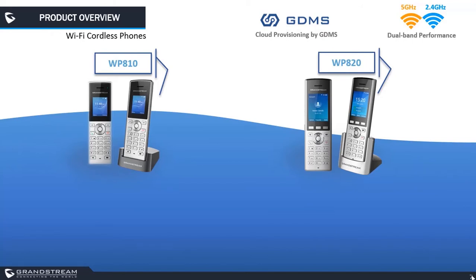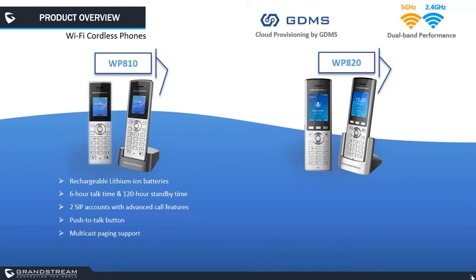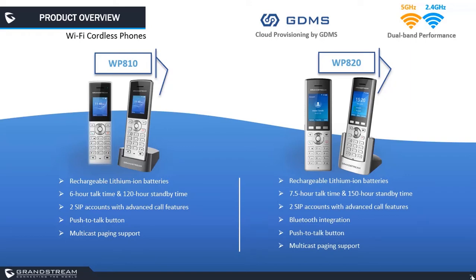All right, so in terms of the cordless options that support dual Wi-Fi, we have the WP810 and WP820. The WP810 supports key features such as push-to-talk and multicast paging, while the WP820 comes in a more complete package that includes higher battery capacity and also Bluetooth support. Both devices can be used by roaming employees such as school administrators, warehouse workers, or even executives to perform multicast pages using the push-to-talk button built into the WP800.